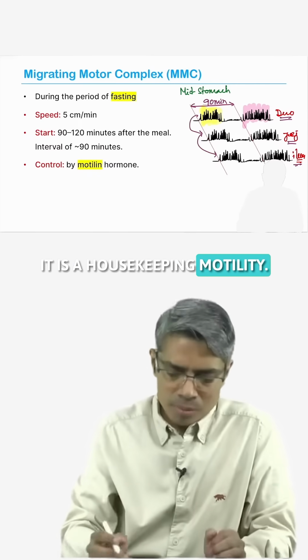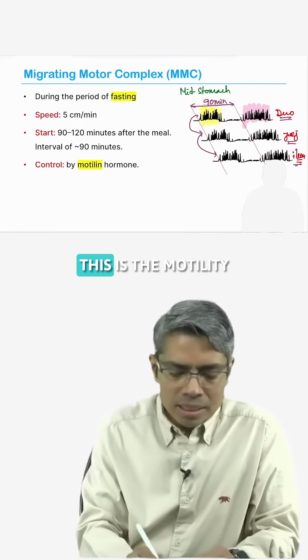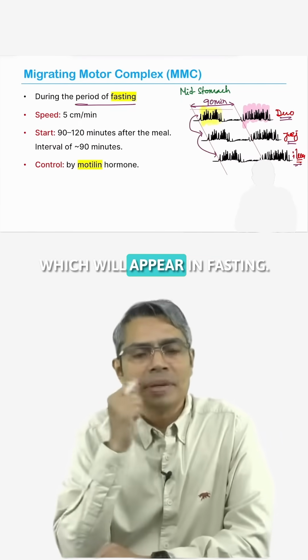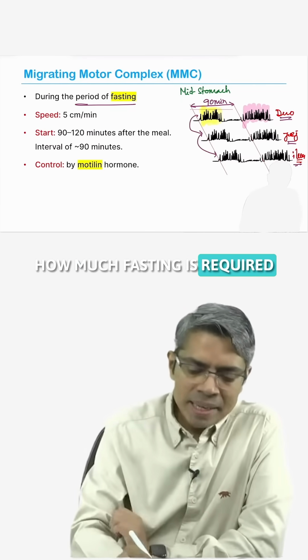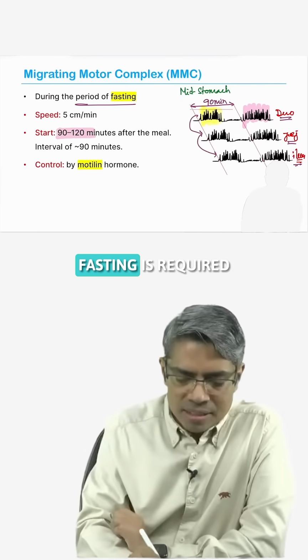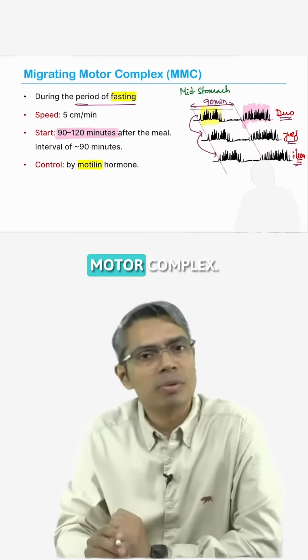Okay, it's a housekeeping motility, all of you know, and I told you that this is the motility which will appear in fasting. How much fasting is required? At least 90 to 120 minutes of fasting is required for the onset of migratory motor complex.